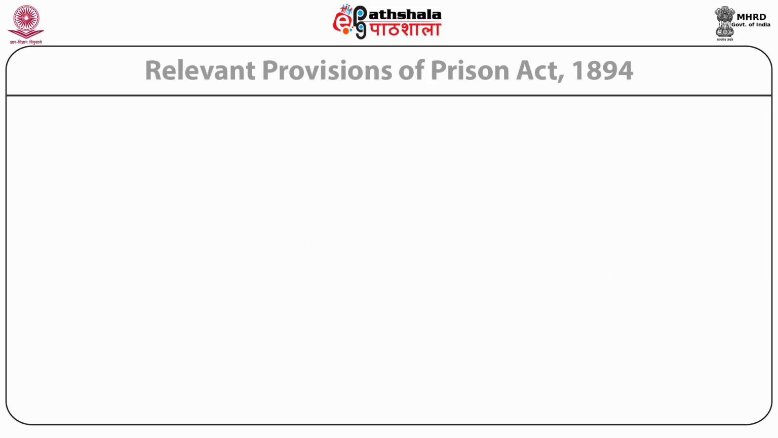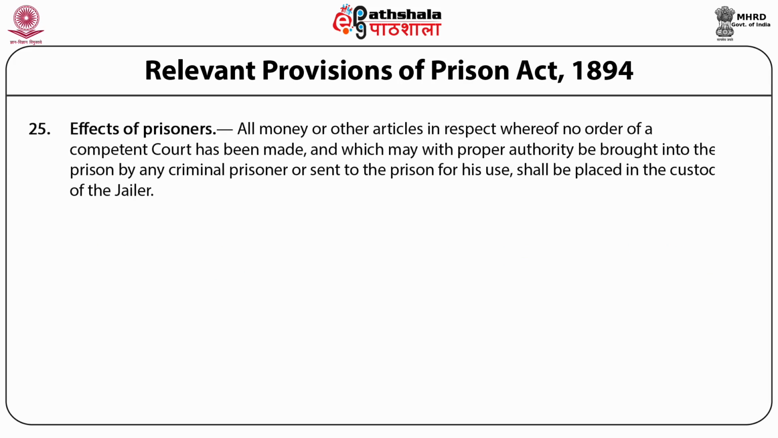Now, we come to section 25. What about the personal effects of prisoners? All money or other articles in respect whereof no order of a competent court has been made, and which may with proper authority be brought into the prison by any criminal prisoner or sent to the prison for his use, shall be placed in the custody of the jailer, essentially. The personal effects of the prisoner shall be placed in the custody of the jailer, provided it is appropriate for him to use it, okay, essentially.